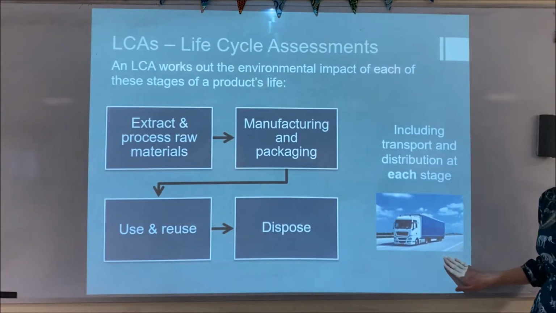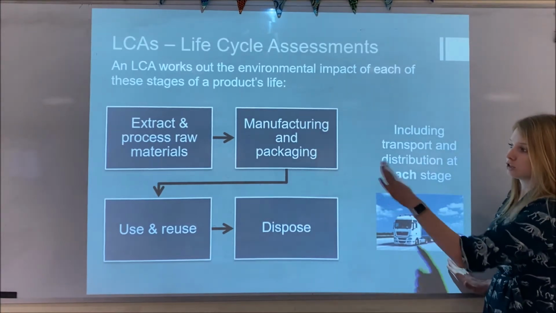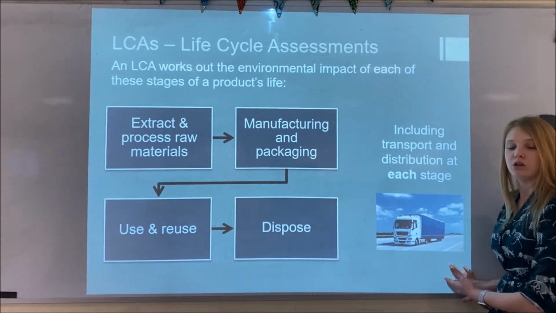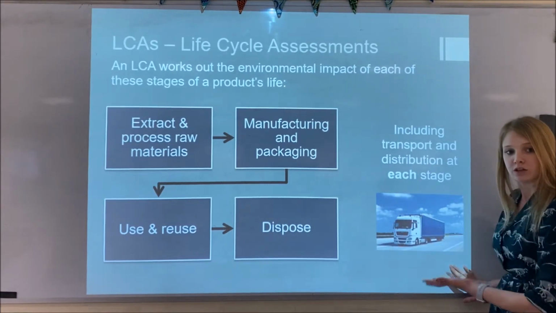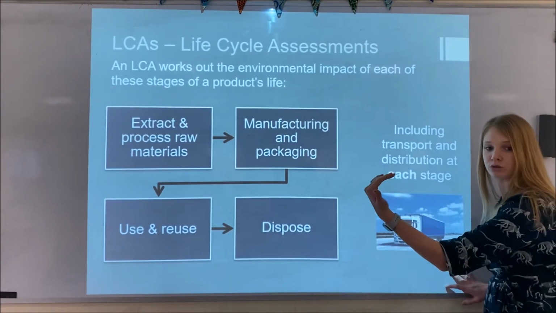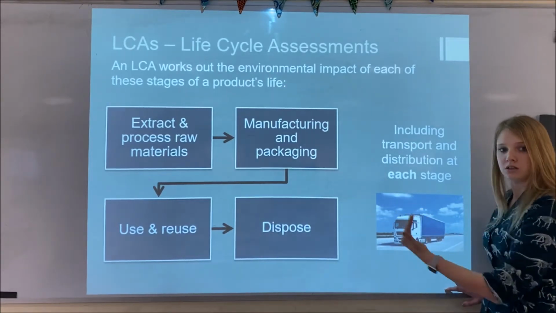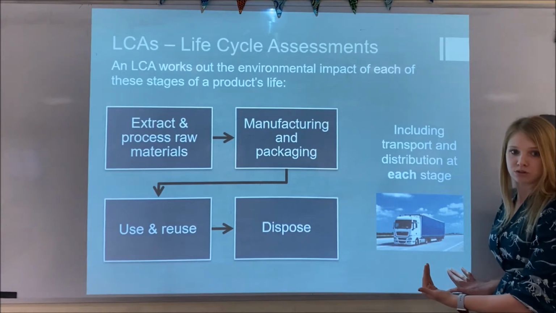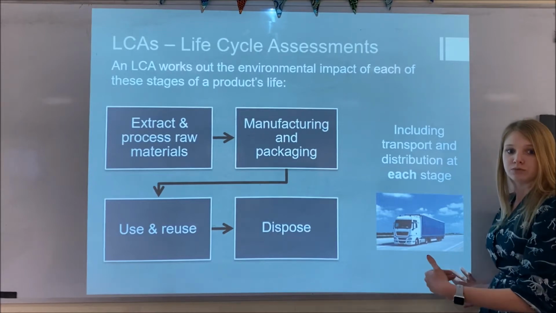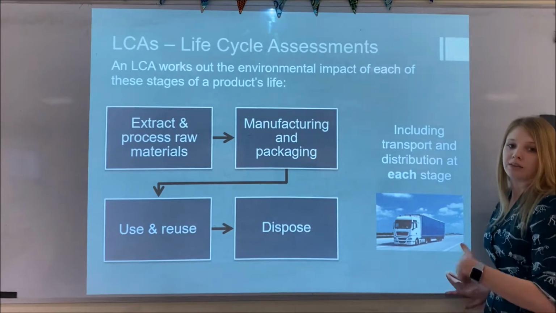Within each stage, you must be thinking about the transport and distribution. Extracting and processing raw materials will involve transport and distribution. You've got to move those raw materials to a factory to make your product. You've got to move your product to a shop. You've got to move your product from the shop to the consumer. And you've got to take your finished product to wherever it's going to go to be disposed. We're going to watch a video now back at our cereal boxes to have a little look at the ingredients, the materials used, and then how it might be disposed of.